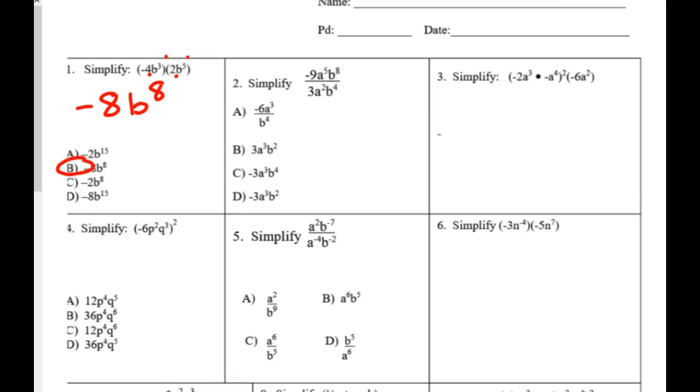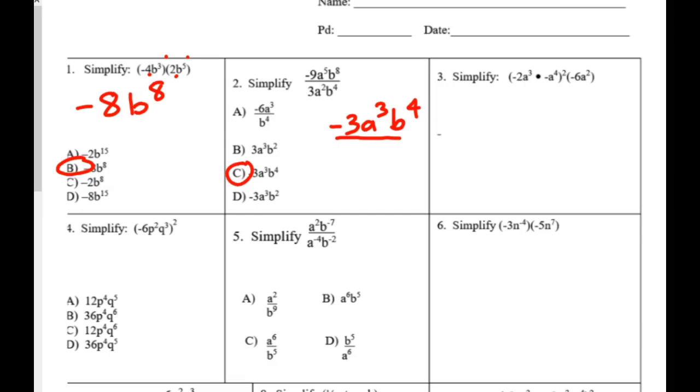Okay, when we're simplifying, when we divide, negative 9 divided by 3 is negative 3. And then subtract the powers. 5 minus 2 is a to the 3. 8 minus 4 is b to the 4. Negative 3, a3, b4.